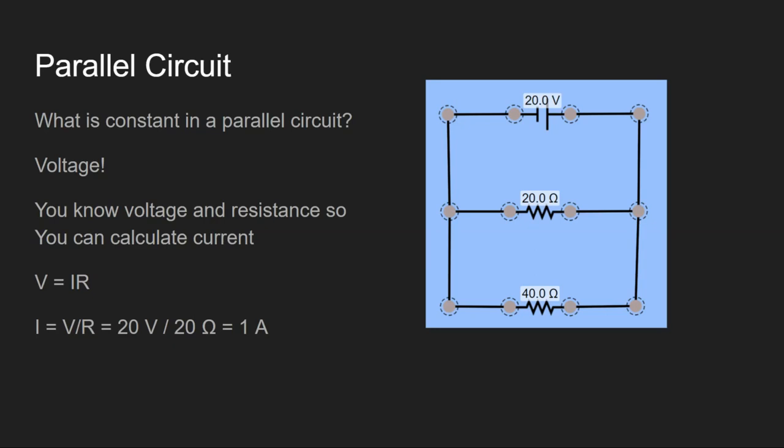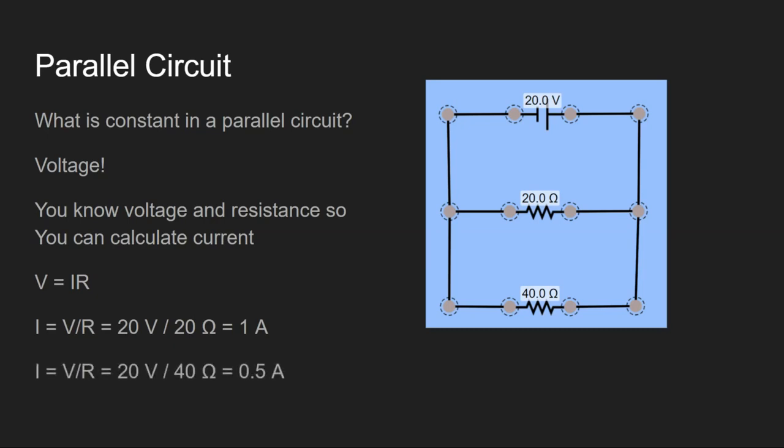So if I look at the 20 ohm resistor, I'm taking 20 volts divided by 20 ohms, and that gives me 1 amp. So I have 1 amp of current going through the 20 ohm resistor. Well, how about the resistor that's double the amount of resistance?